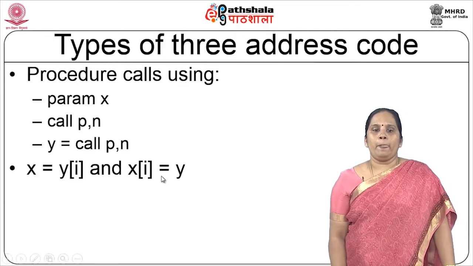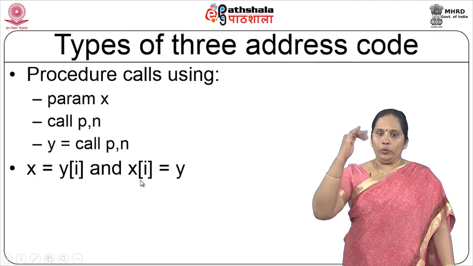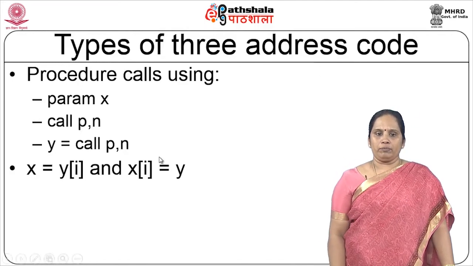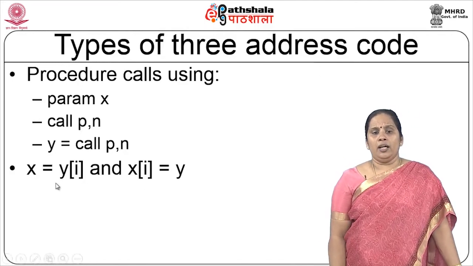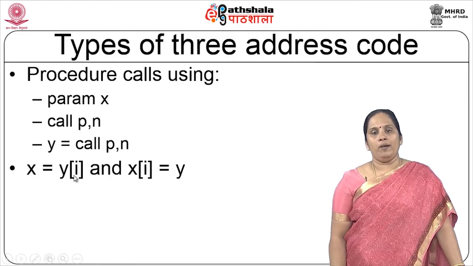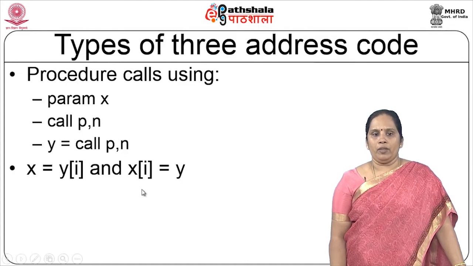What about this? Get the value of Y, go to X, move to index I and put the value of Y in that index location. Again here there are 3 addresses, X, Y and the offset I. Similarly I have here X comma Y and the offset I.